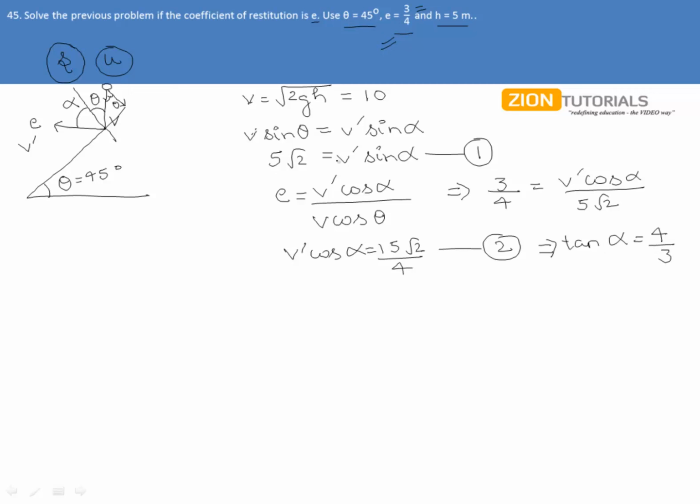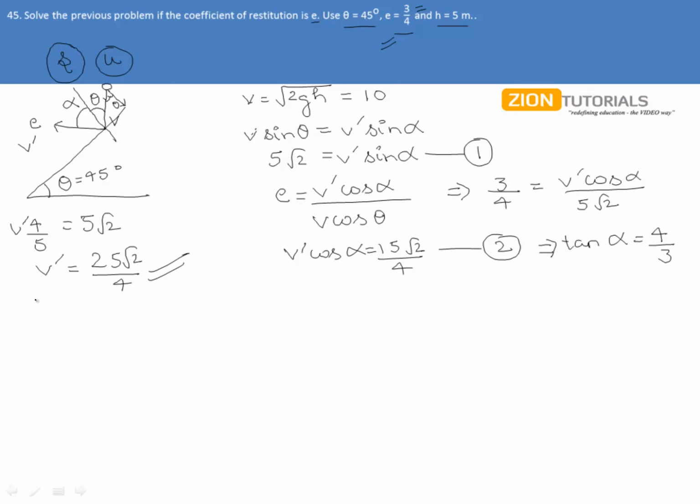Now we have found out the angle. Now we can work to get the velocity V dash. So V dash into sine alpha, which is 4/5, equals 5√2 from equation number 1. So we get V dash to be 25√2/4. So this was the role of coefficient of restitution, to give us the value of V dash. In the previous problem it was equal to V because it was an elastic collision, but it is not elastic. It has some value of E, so we did this part and we got V dash. Now the procedure is the same. We will be finding the time of flight and then the distance covered.